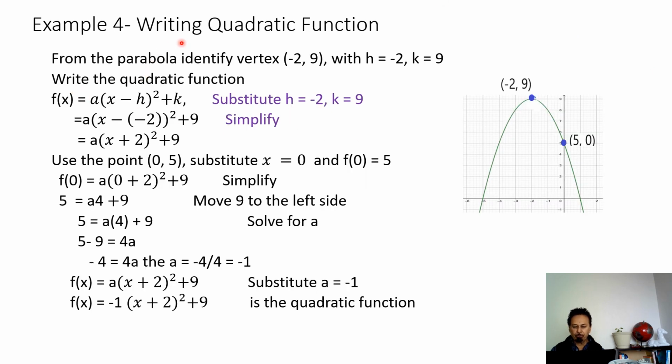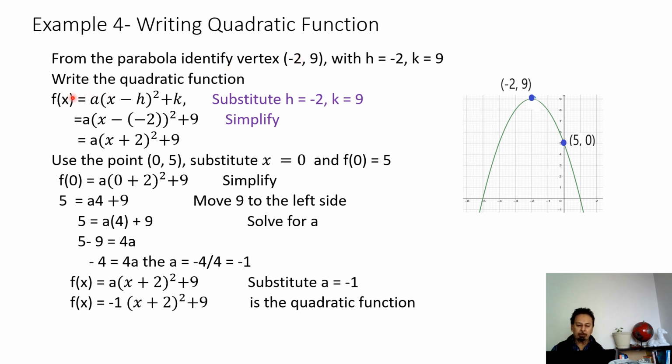Okay, so now we're going to write the quadratic function. We are given this graph, a parabola, and the vertex is (negative 2, 9), and it's passing through this point (5, 0). So from the graph, we can identify the vertex (negative 2, 9), so h would be negative 2 and k would be 9.